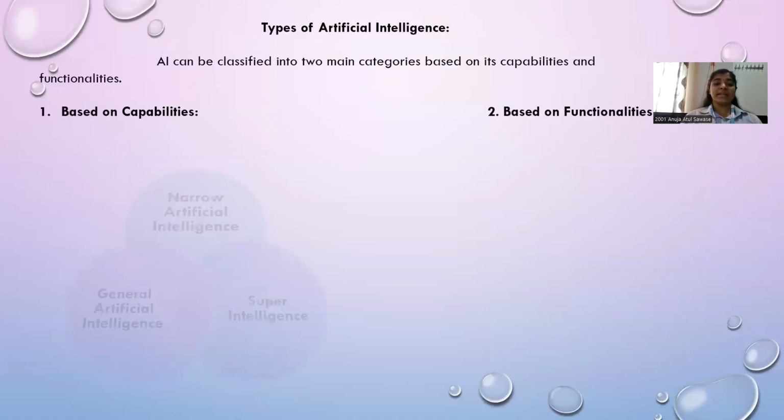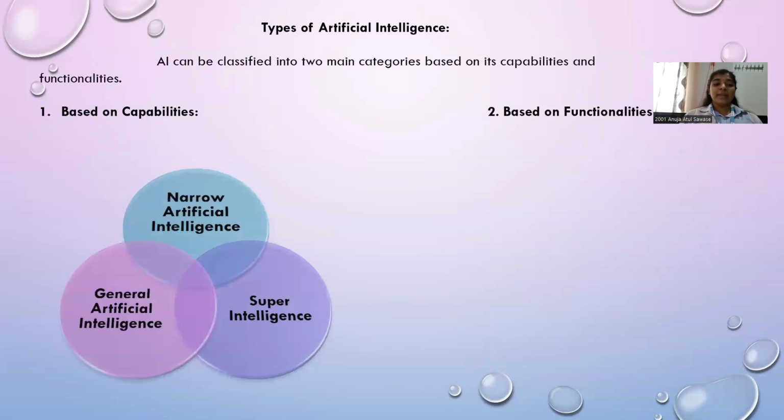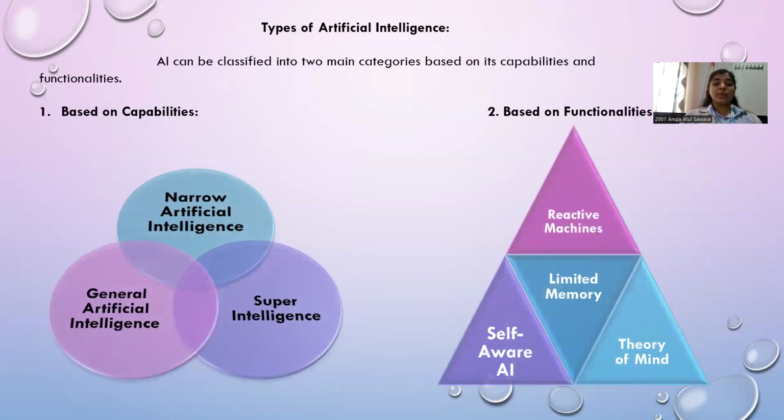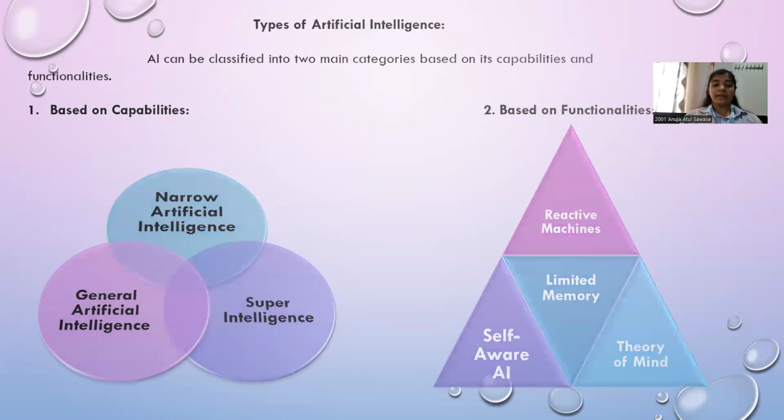Then next is types of AI. AI can be classified into two main categories based on its capabilities and functionalities. The first is based on capabilities and the other is based on functionalities. In capabilities, there are three types: narrow artificial intelligence, general artificial intelligence, and superintelligence. Based on functionalities, there are four types: reactive machines, limited memory, theory of mind, and self-aware AI.